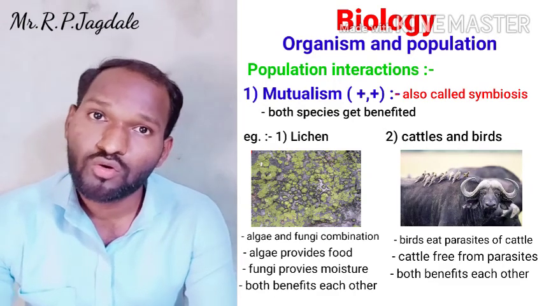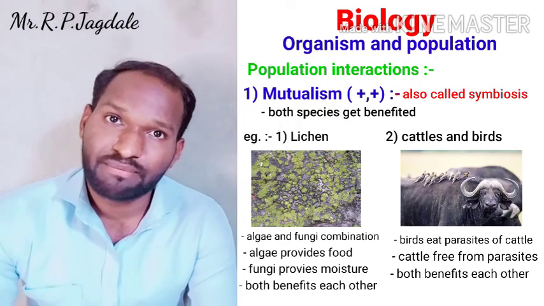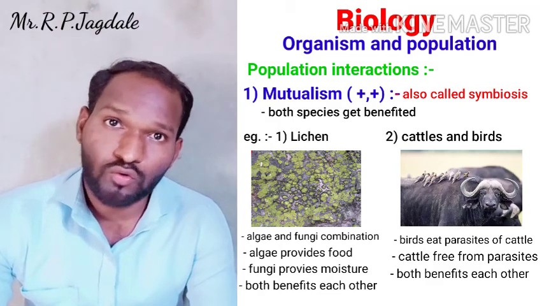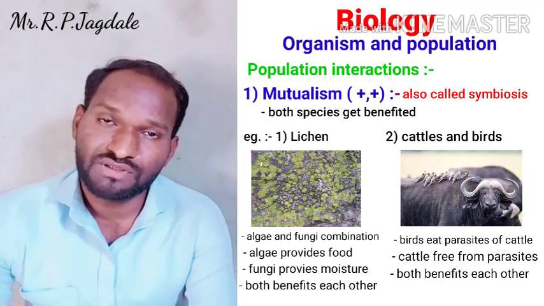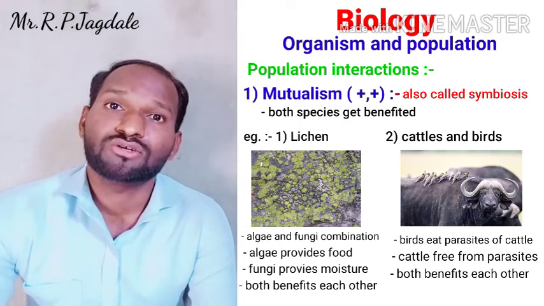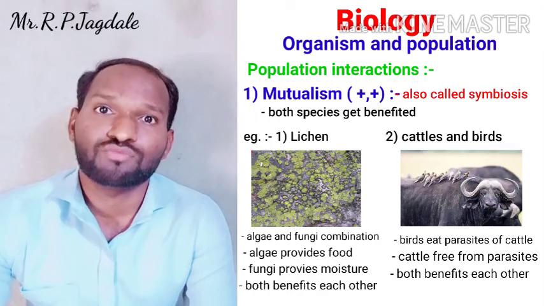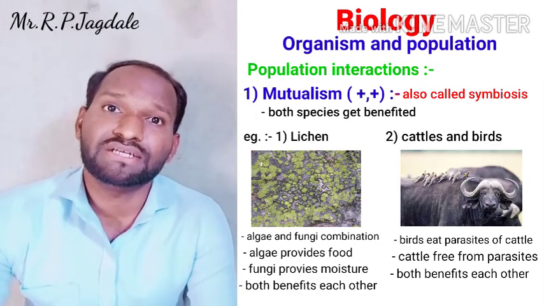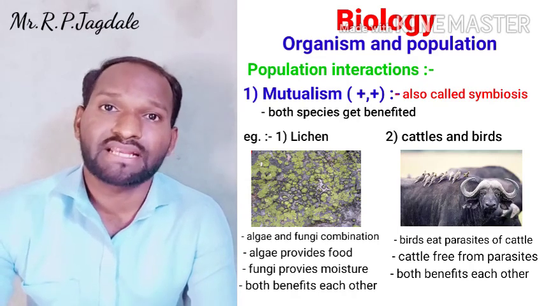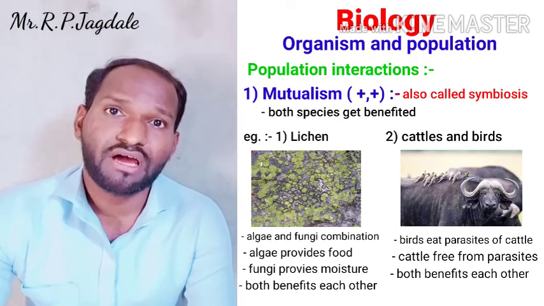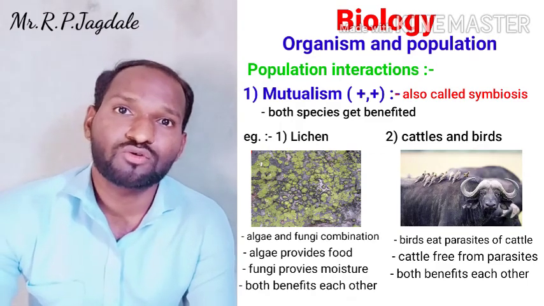If there are no birds, then parasites are there on their skin and the cattle is harmed. And if there is no cattle, the birds cannot get the food easily. So both are beneficial to each other. It is a type of mutualism. And mutualism is the best interaction among all the interactions, where both the species are benefited and no one species is harmed.